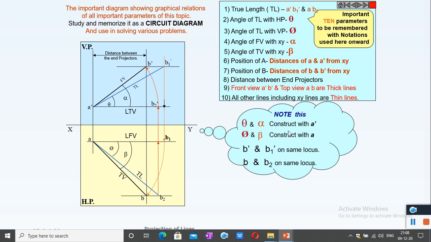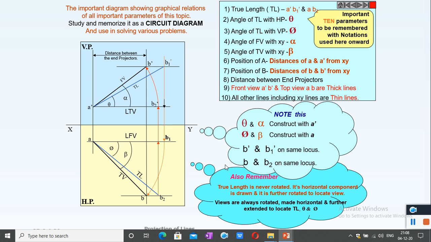Theta and alpha are constructed with A dash. Please note this. Theta and alpha are constructed on A dash only. Similarly, phi and beta are constructed with point A only. Also, B dash and B1 dash are on the same locus, and B and B2 are also on the same locus. You have to study this or learn it by heart.